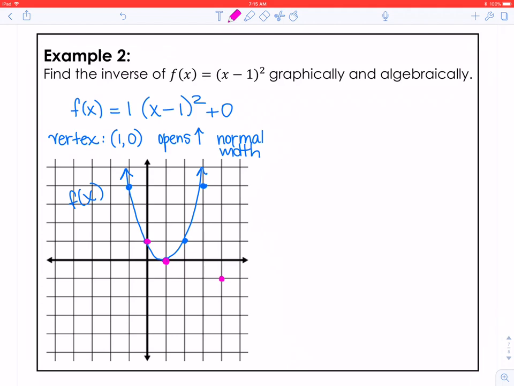A little overlap here. If I have the point 2, 1, then my inverse will have the point 1, 2. And my function contains the point 3, 4, so my inverse will contain the point 4, 3. So we can see the inverse relationship looks like this. Notice we do have a reflection over the line y equals x, which always happens between a function and its inverse relationship.